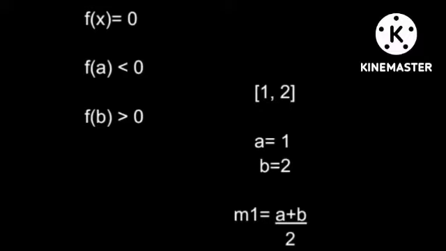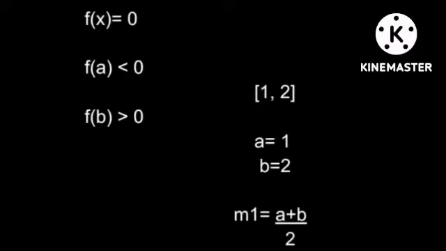We will find now our a and b such that f of a is less than 0 and f of b is greater than 0. So from our problem, we have the interval of 1 and 2, wherein our a here is 1 and our b is 2. So first, we need to find our first approximation to the 0 root using the bisection method.